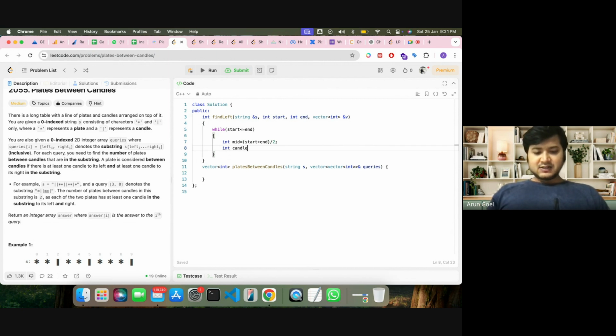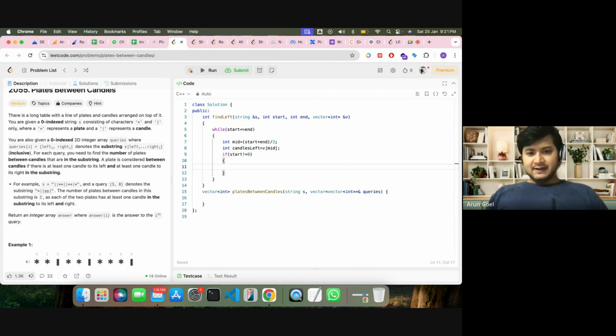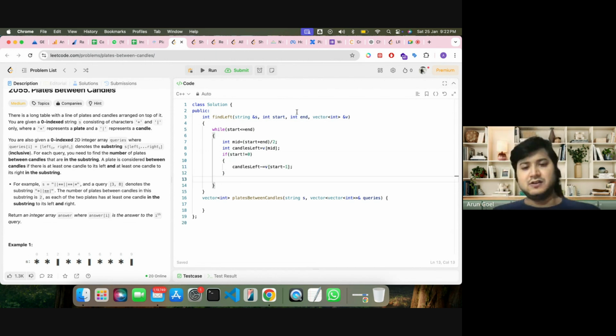Int candles left side is equals to, first of all, v of mid. If my start is not equals to 0, then my candles to the left minus equals to v of start minus 1. ठीक है? Make sense? Right.